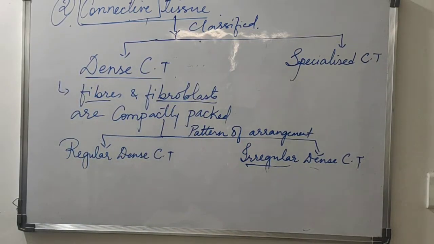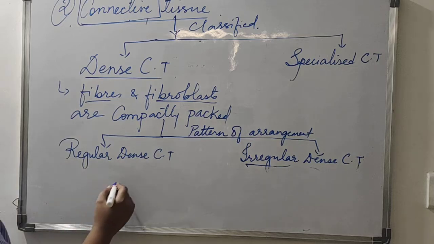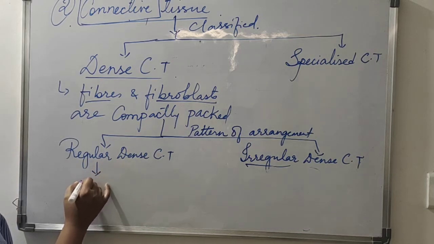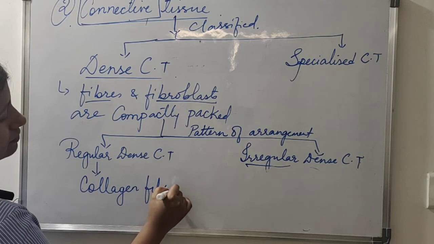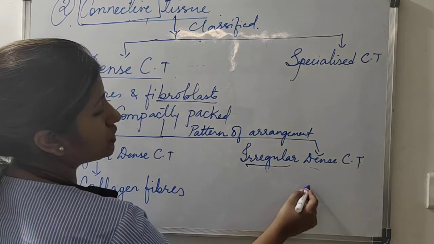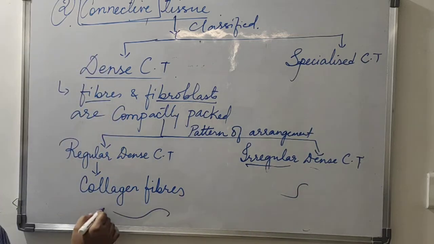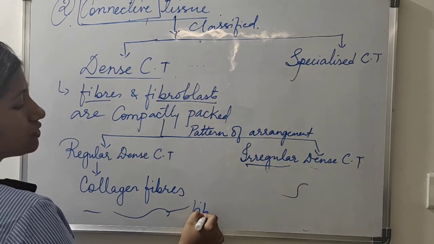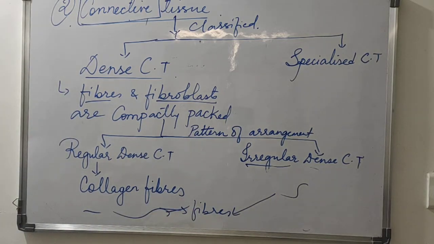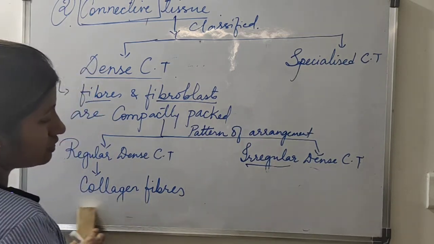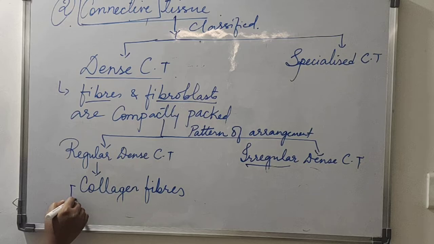Now we will see the lines which we were seeing, those fibers, they are known as collagen fibers. The lines which we have seen here and here, those fibers are collagen fibers. They are present in rows between many parallel bundles of fibers. Examples of regular dense connective tissue with collagen fibers are tendons and ligaments.